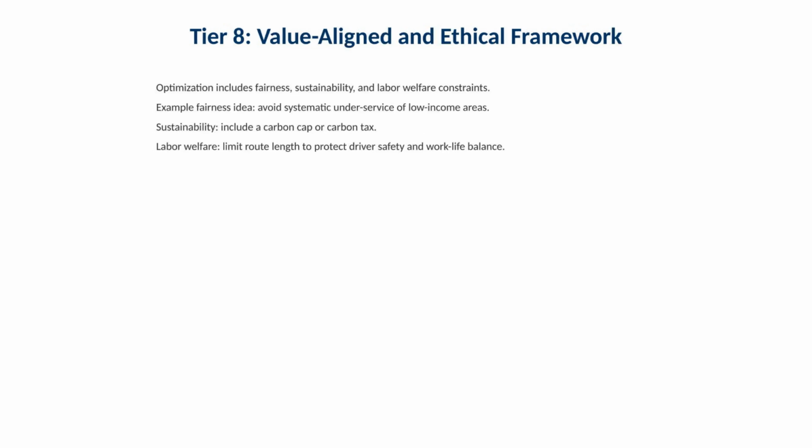Tier 8 expands the definition of optimal. The model can incorporate fairness, sustainability, and labor welfare. That means you may add constraints to ensure equitable service across neighborhoods, include carbon emissions as a penalty or cap, and prevent excessively long routes that create safety risks for drivers.